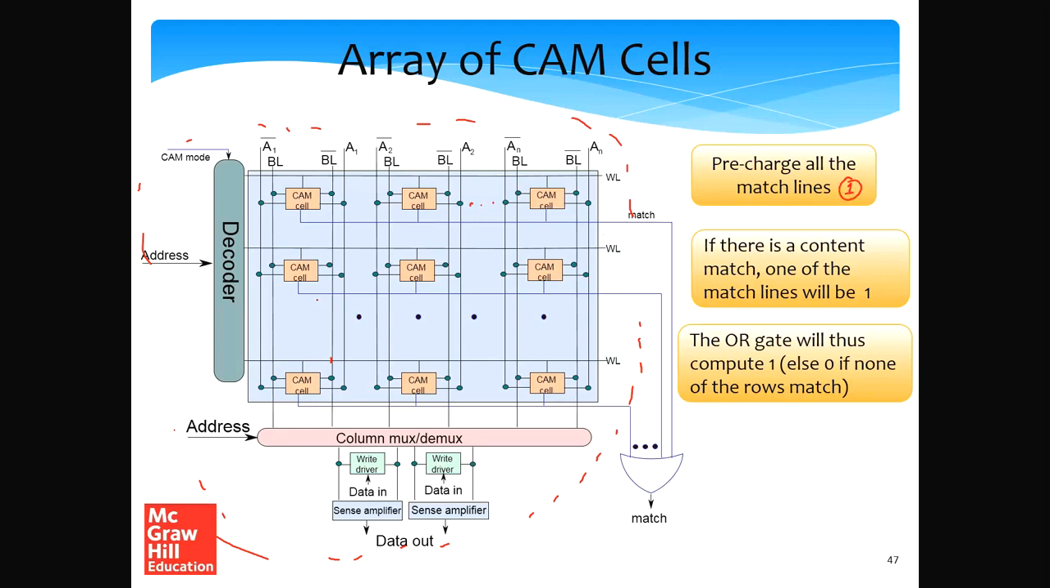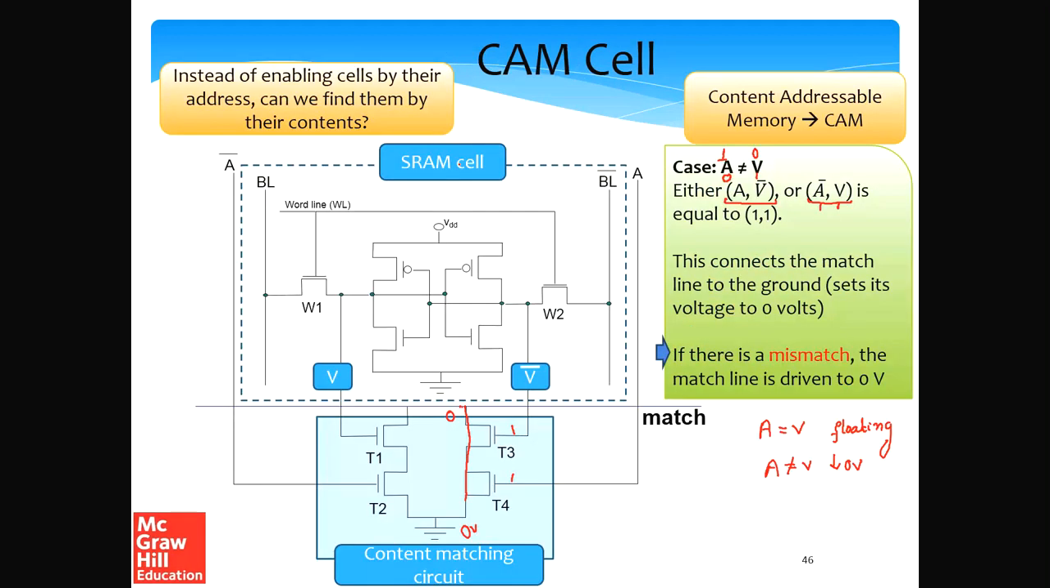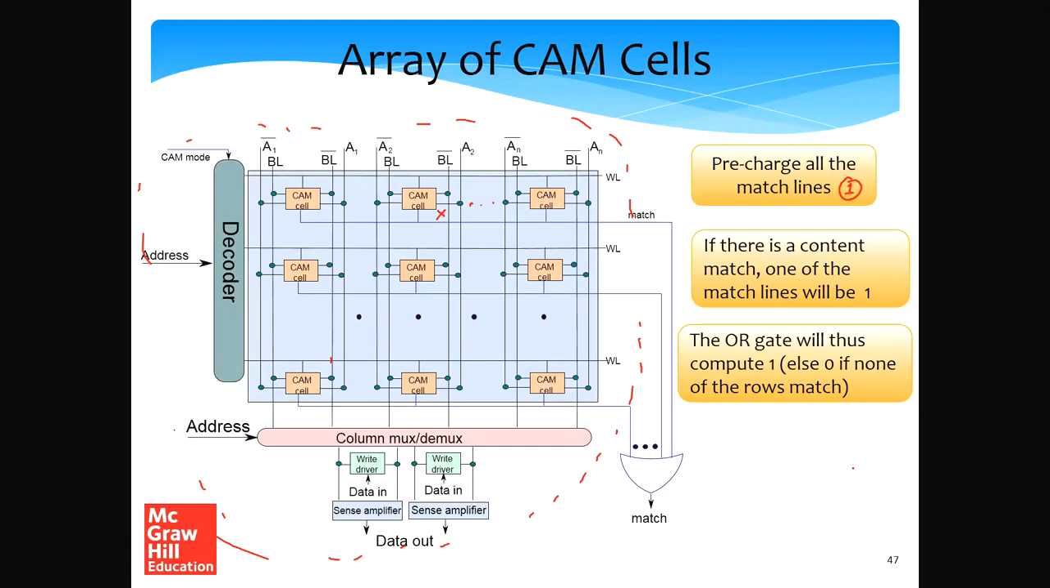Subsequently, let's consider one of the match lines. So let's consider maybe the first one. So let's assume in this case, there is an inequality in the sense the value stored in the CAM cell is not equal to A2. So what do we know from the previous slide? When it's not equal to, the match line is driven to 0 volts. So immediately the value on the match line will be 0. So what did we do? We pre-charge all of them to 1. Then we disconnected the pre-charging circuit and we started comparing.